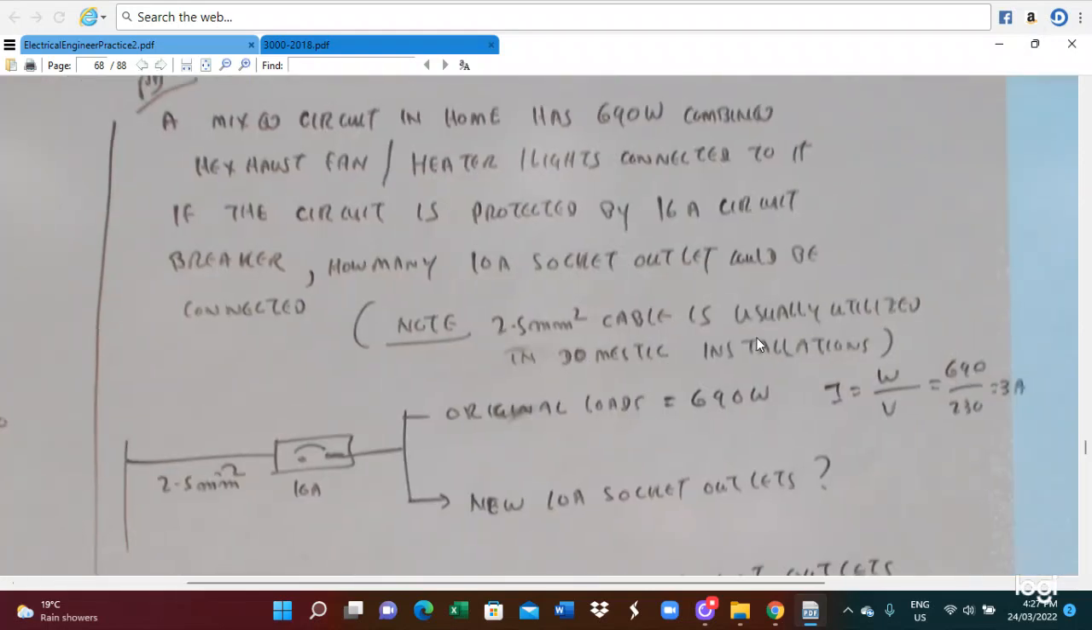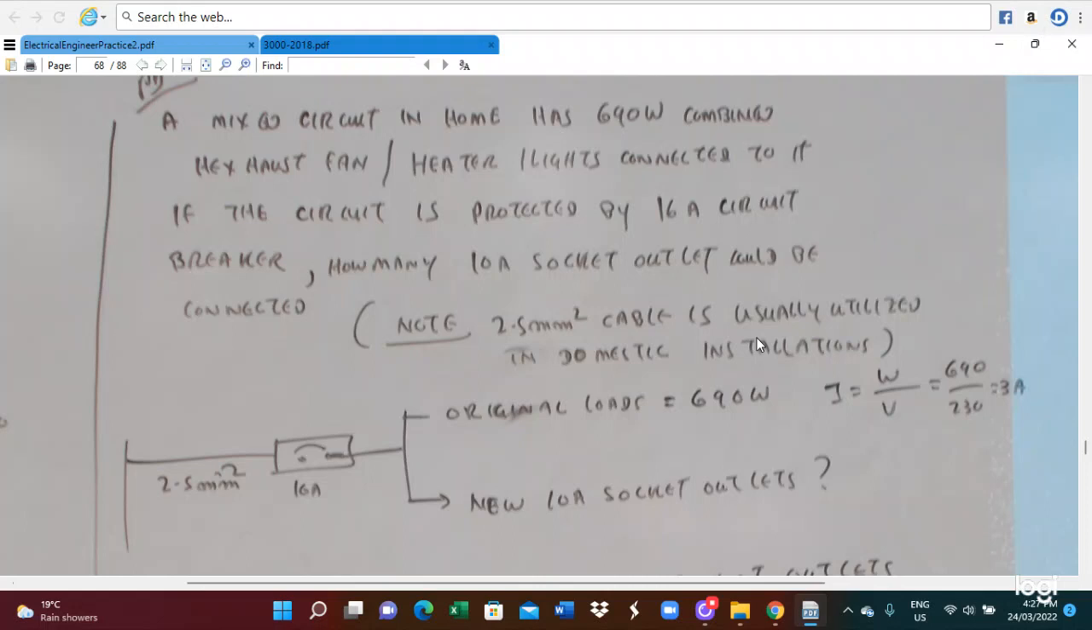Okay, the next problem. A mid circuit in the home has a 690 watt combined exhaust fan and heater and a light connected to the circuit. If the circuit is protected by a 16 amp circuit breaker, how many 10 amp socket outlets can be connected?